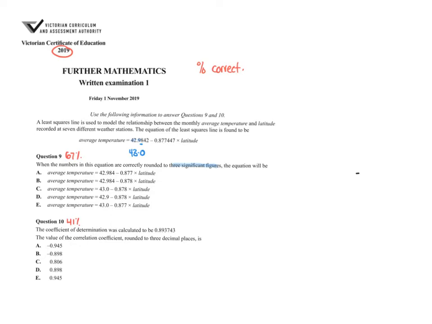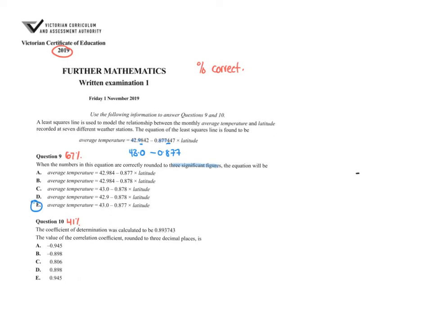In the next one, I start counting as soon as I get the non-zero, which is here, 8, 7, 7. Looking at the fourth one there, it is a 4, so I don't need to round up. So that one would be 0.877. Okay, so if we go down and pick that answer, we would get E.